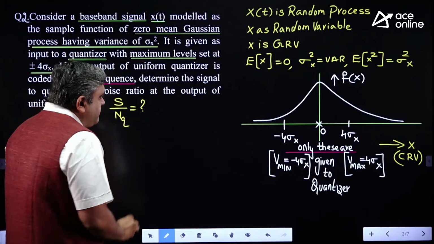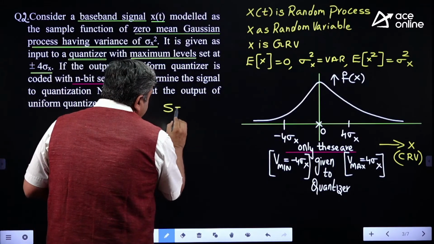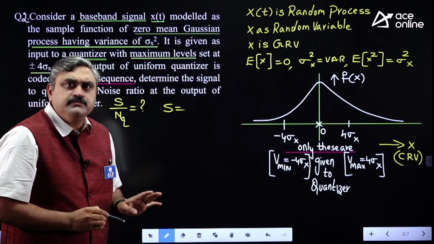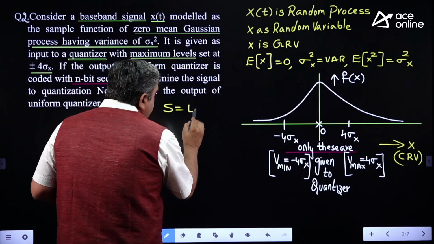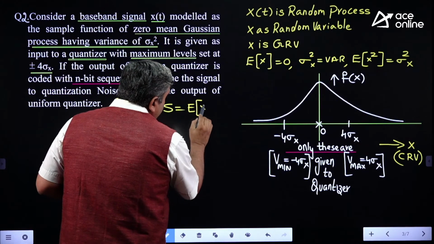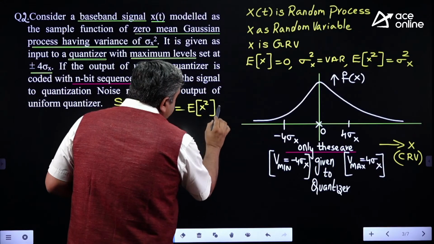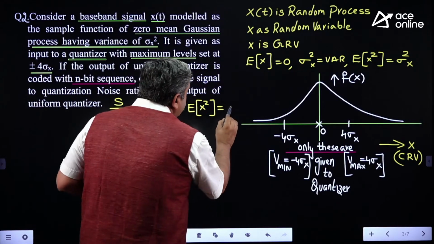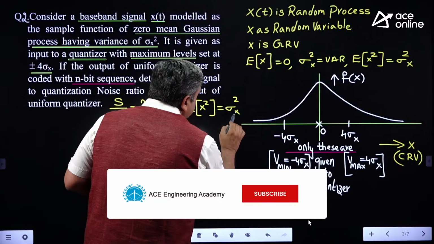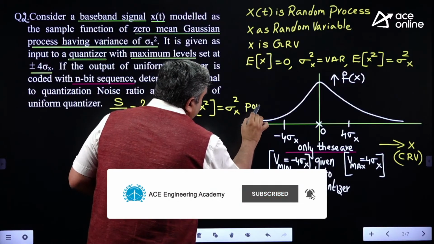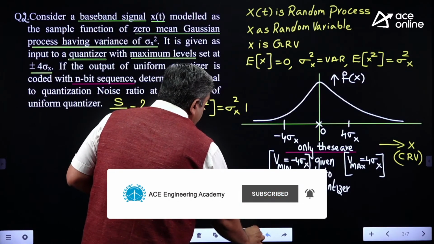Now what is the signal power, tell me? It is a random signal or not? So what is the power of a random signal? Its mean square value. The mean square value of the random variable is the signal power. So what is the mean square value of the random variable? Sigma square x. That's it. This is power, no? So I am writing the unit as watts.